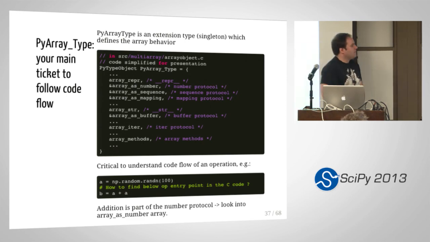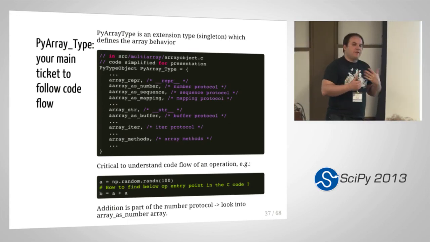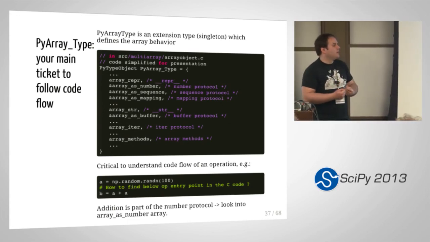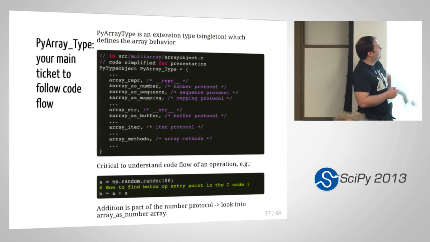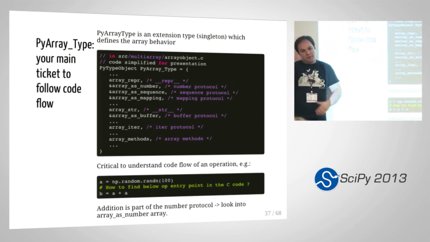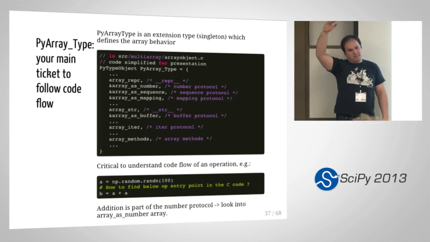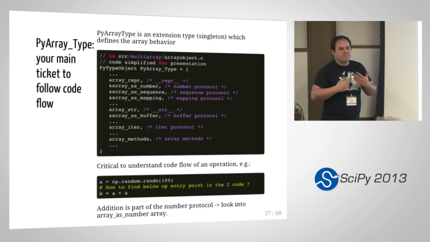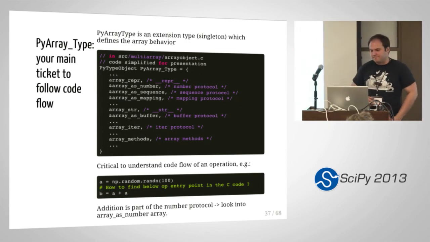So when you do A plus A in NumPy, and you put a breakpoint inside, not array as number, but inside array_add, you will be pretty high at the C level just after you go from Python to C, and then you can start stepping into the code to understand what's going on.